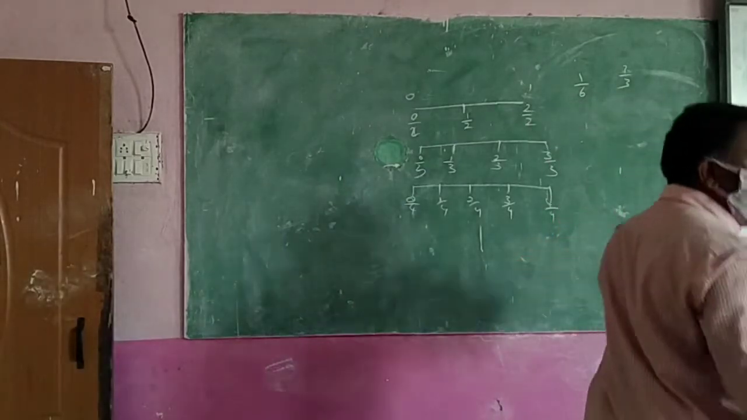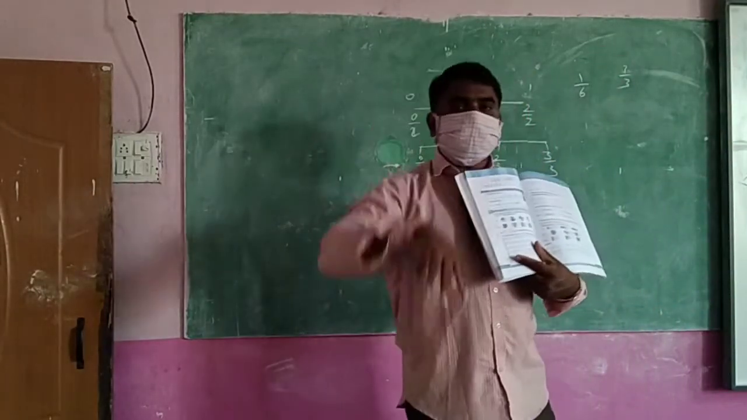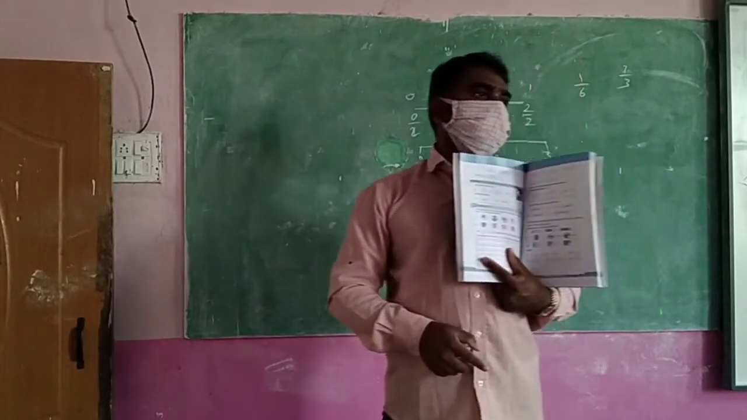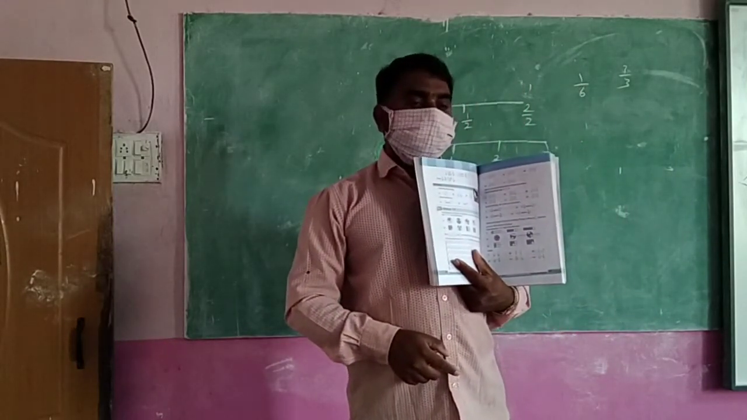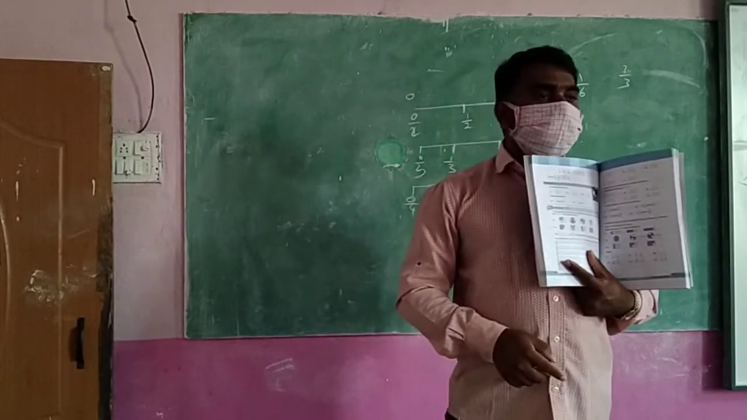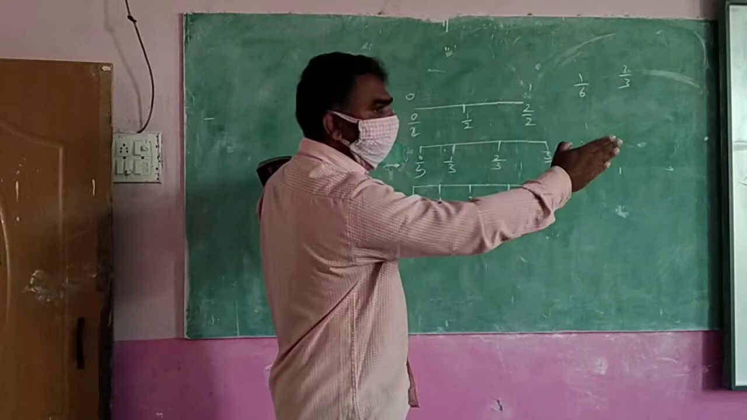So all will not come in the same line. 1 by 3 is different, 1 by 6 is different. In the two, which is left hand side, that is smaller. Which is left hand side, 1 by 3 or 1 by 6? 1 by 6. 1 by 6 is left hand side, 1 by 3 is right hand side.